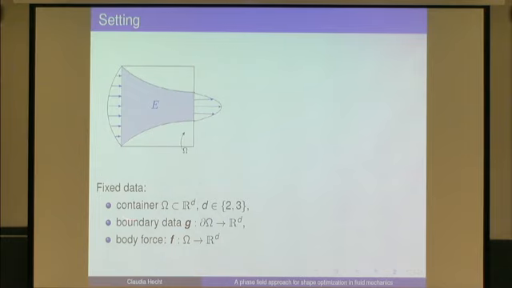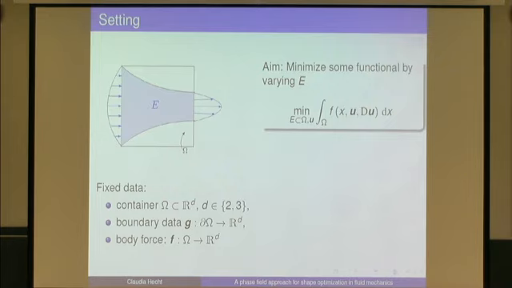And what we are going to try to solve is we want to minimize some functional by varying E. So that's the idea of shape optimization. We want to minimize a functional by varying the domain filled with fluid. And so the free boundary in this problem is somehow here the boundary of E, and that's the boundary that we can vary in this optimization process.